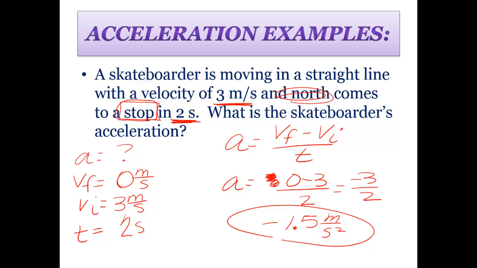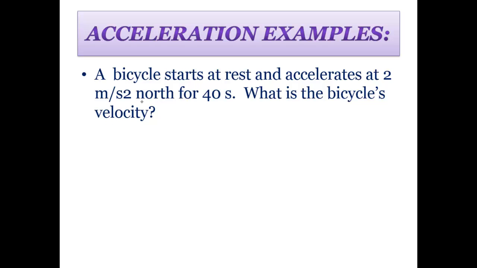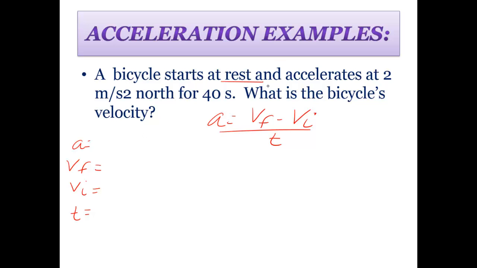Okay, we'll try one more just for funsies. A equals VF minus VI over T. So A, VF, VI, T. Okay, so a bicycle starts at rest, accelerates to 2 meters per second squared. Oh, you know what? We're not going to do this one. I'm not going to go to that scope, so we'll just go on.